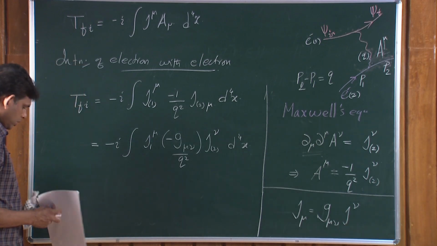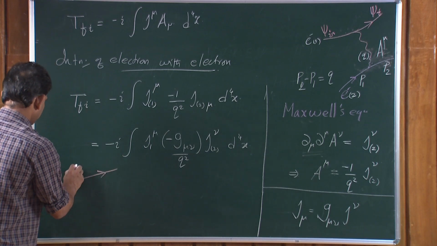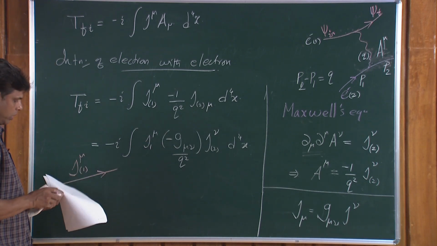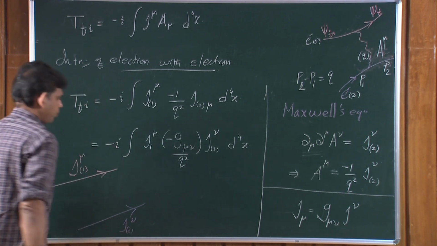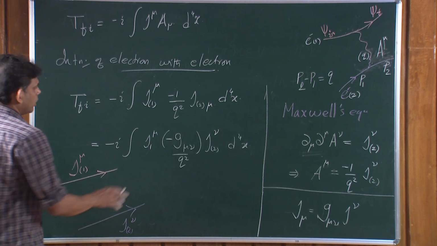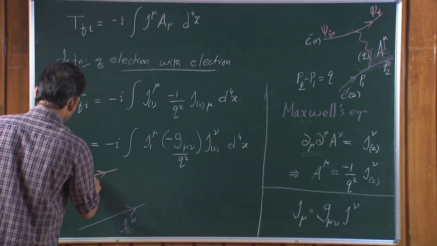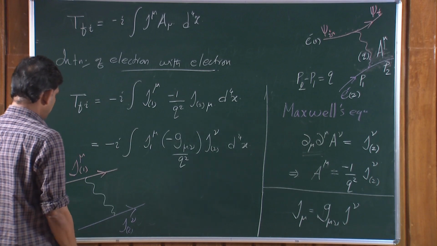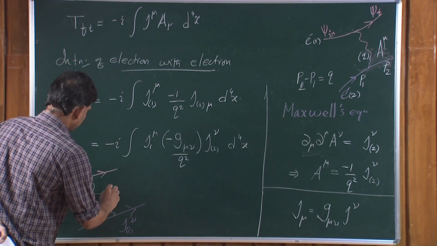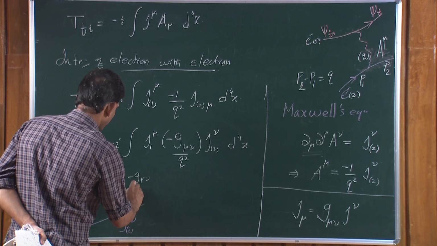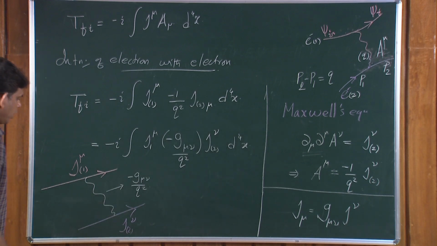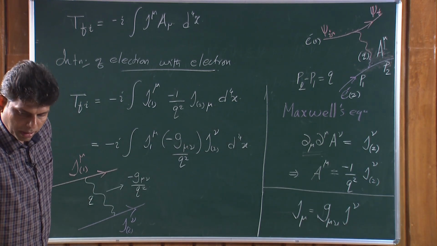Now, let us pictorially represent this. We have one electron represented by current j 1 mu, and we have another electron represented by the current j 2 nu, and we have the photon field, like that. We have something connecting them. Essentially, that is the electromagnetic field A mu connecting this, and this is given by g mu nu over q square, where q is the momentum that this photon carries. So, this is the way we will understand the particle interactions.